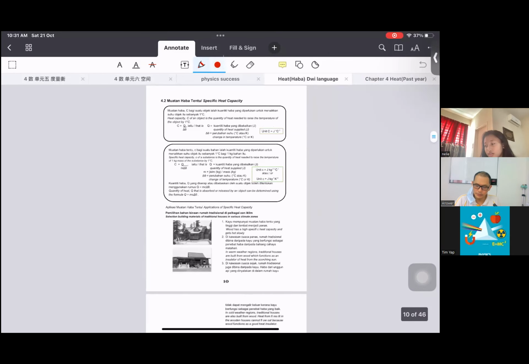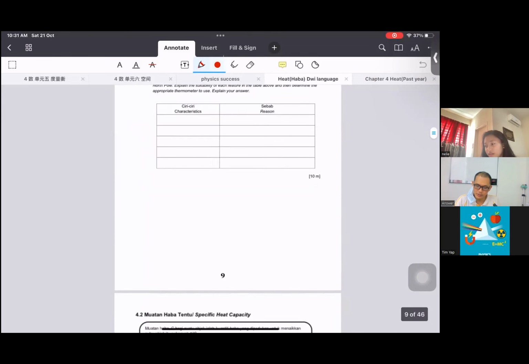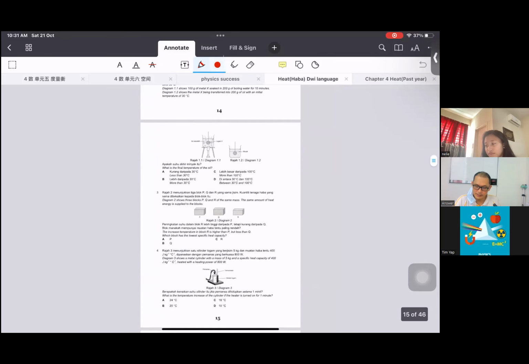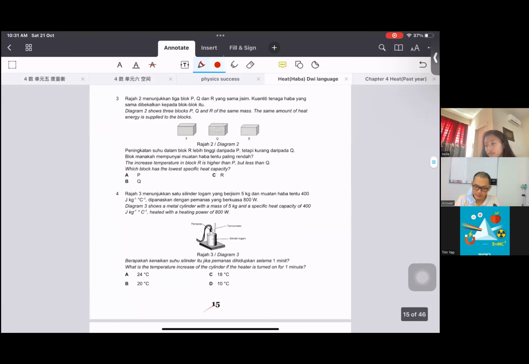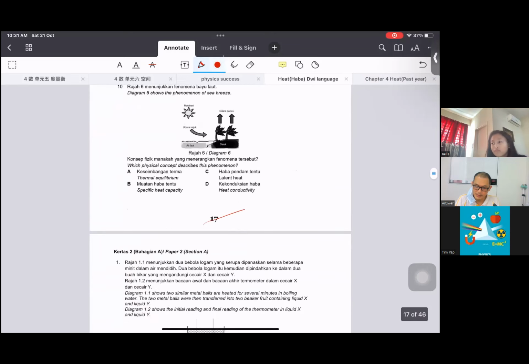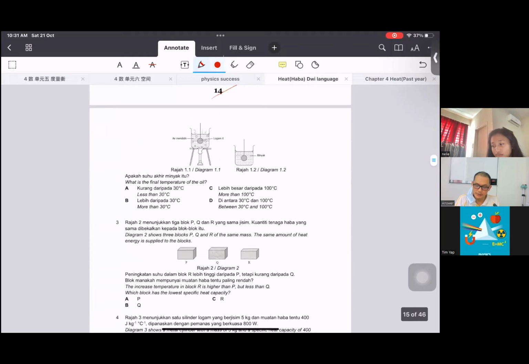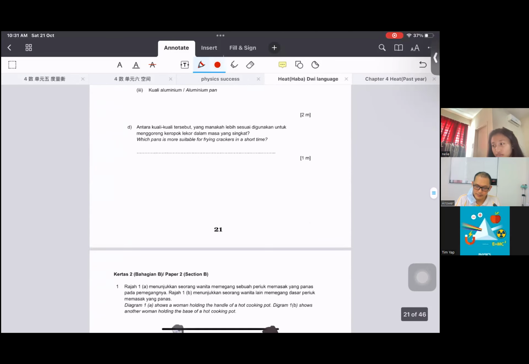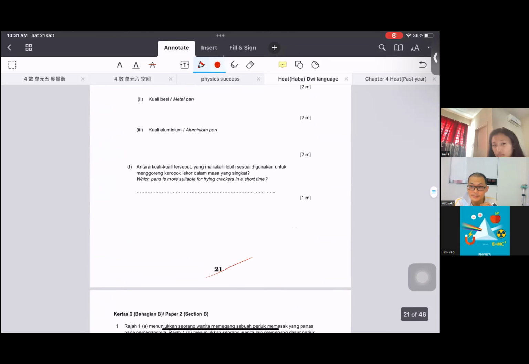This one 4.2. All the structure questions you have to try. You try this page number 14, 15. There's one more formula I teach you next week. I go through all these questions from page 14 to page 21. You go through. The answer is there. I sent you the answer already, right?